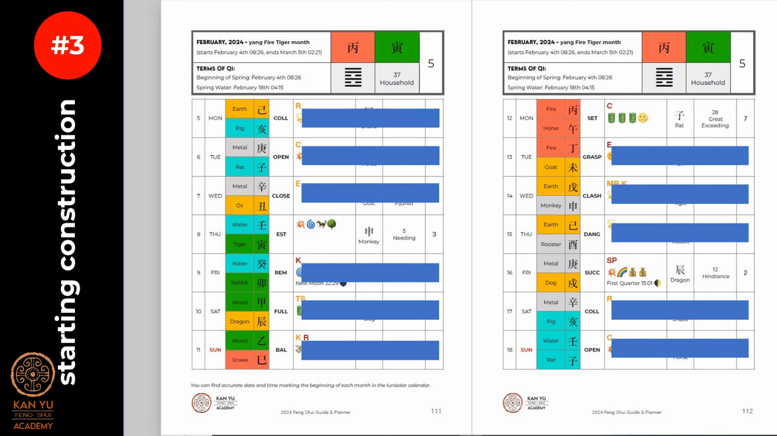Obviously, you want to go fast. You want construction work to go fast, be well done, and not cause problems in the future. Therefore, we have to cross out all the wrong dates, which are the ones that contain yearly or monthly Sha, Tai Sui, Sui Po, and the month breaker. Friday the 16th has the Sui Po, therefore it is not good, especially for Feng Shui.